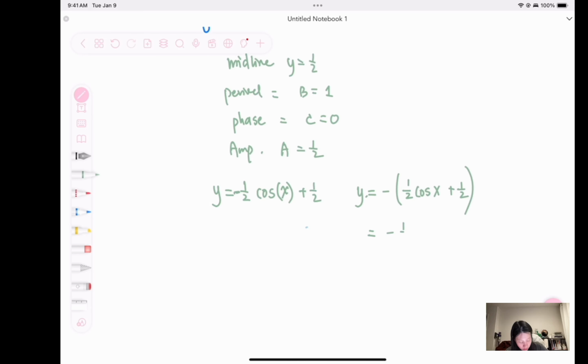Because when you take the symmetry, you want to take the whole function so that it can flip. Flipping just the first term won't help. You want to flip the whole function. That's why we take the negative of the whole function. That's why you need to put parentheses around the whole thing and then simplify it.